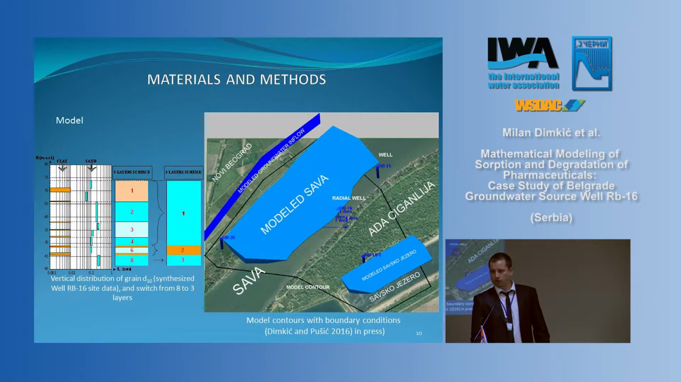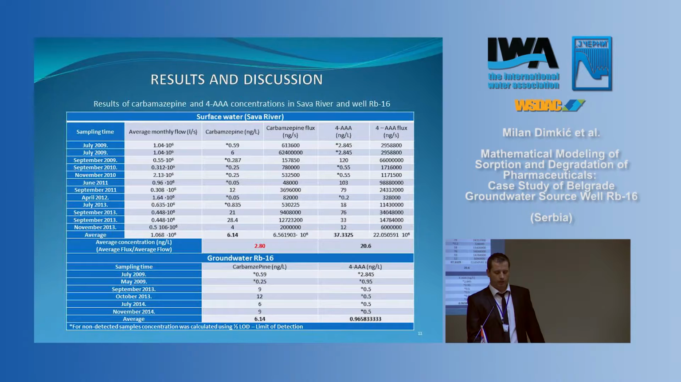We first collected some data about this. This is a grain size distribution. So we have an 8-layer scheme. After that we stepped back to a 3-layer scheme, and after that we calibrated the model.